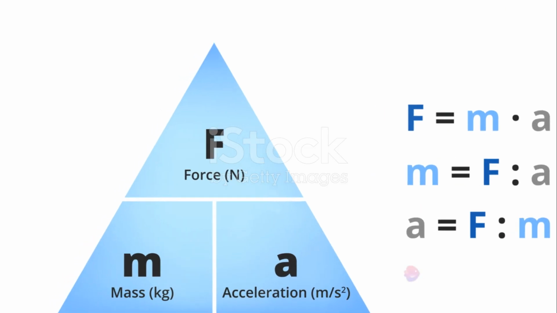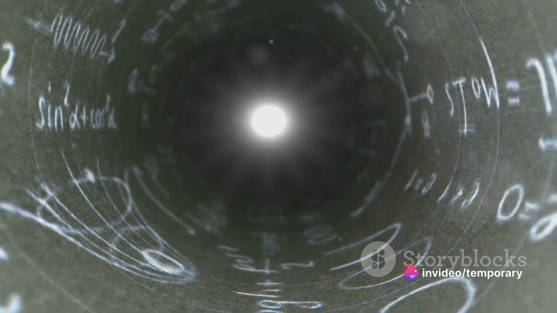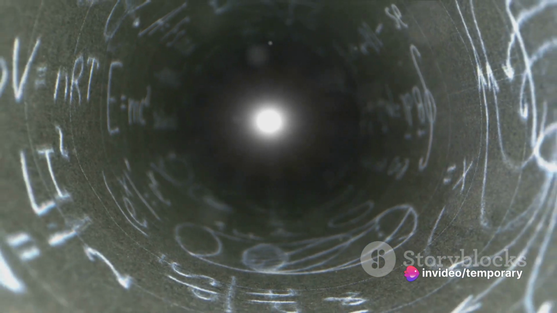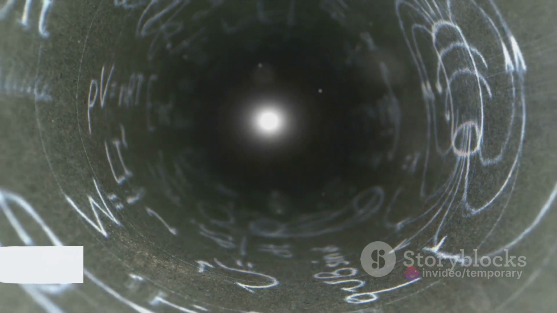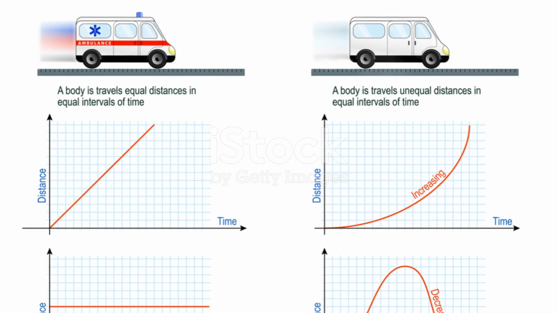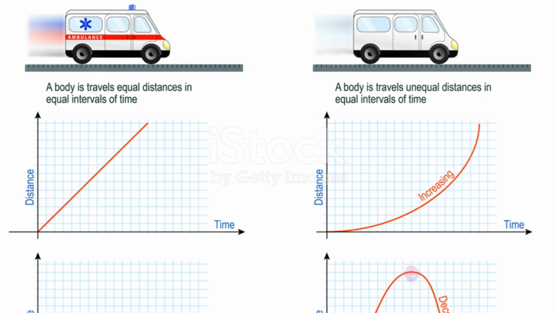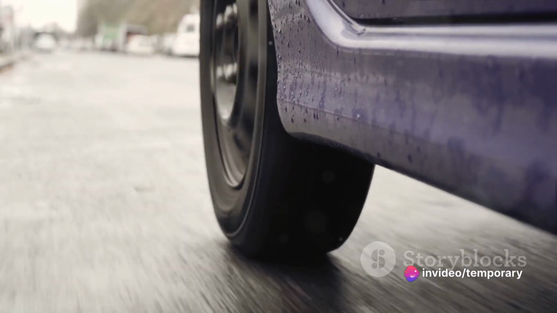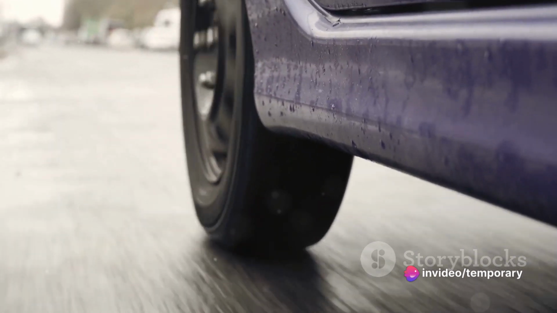Moving on to Newton's second law of motion, or the law of acceleration. This law asserts that the acceleration of an object is directly proportional to the net force exerted on it, and inversely proportional to its mass. This is represented by the formula, force equals mass times acceleration (F = ma). To put it into perspective, consider a heavy car and a light car. The heavier car requires more force to accelerate at the same rate as the lighter one. This law elucidates why objects accelerate when a force is applied.